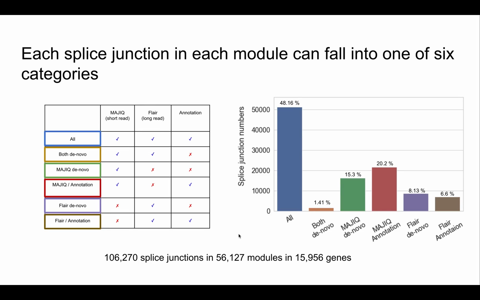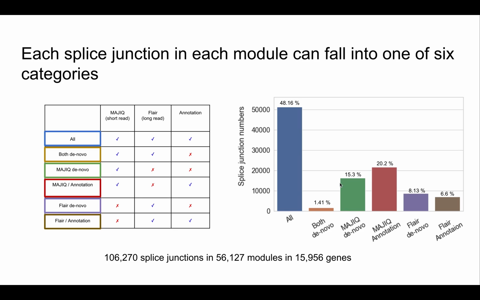In our dataset, we found 106,270 splice junctions in 56,127 modules in 5,956 genes. We sum up all the number of splice junctions in each category in all modules and found that about 50% are supported by all sources of information. Only a small portion, about 1.5%, are supported by both long read and short read. In contrast, over 34% are detected by MAGIC in short reads, of which 20% are supported by annotation, and over 50% are de novo.